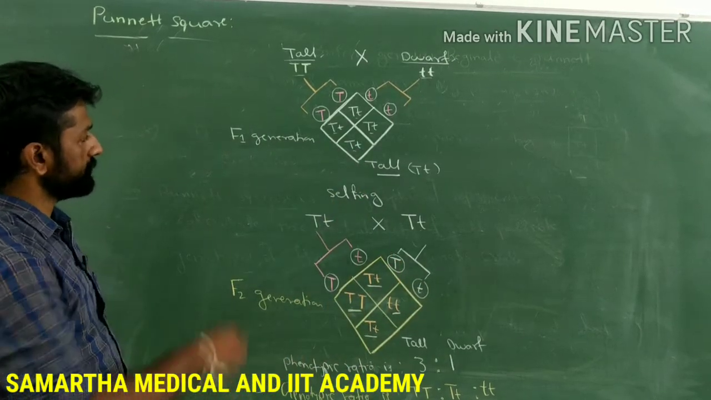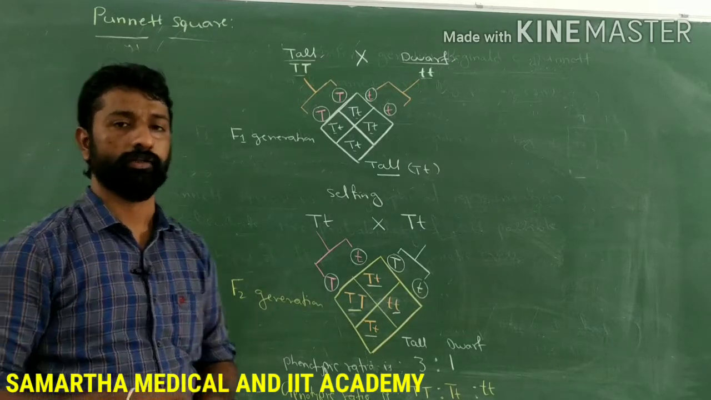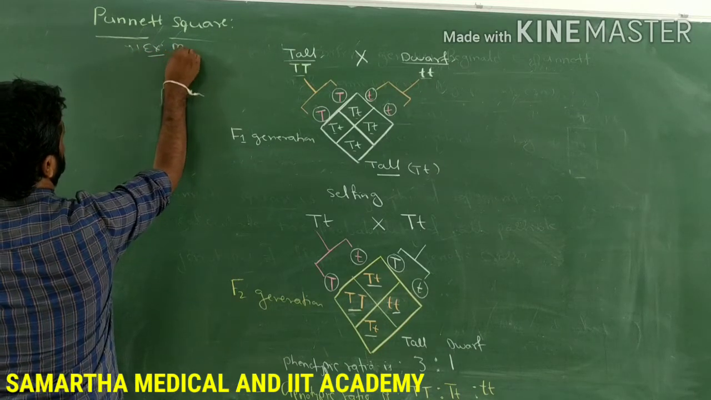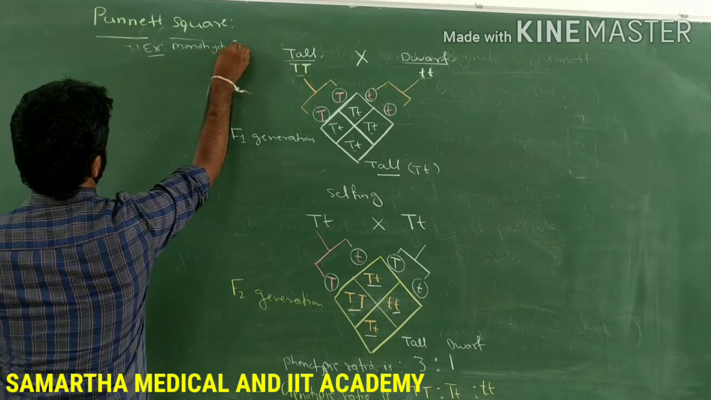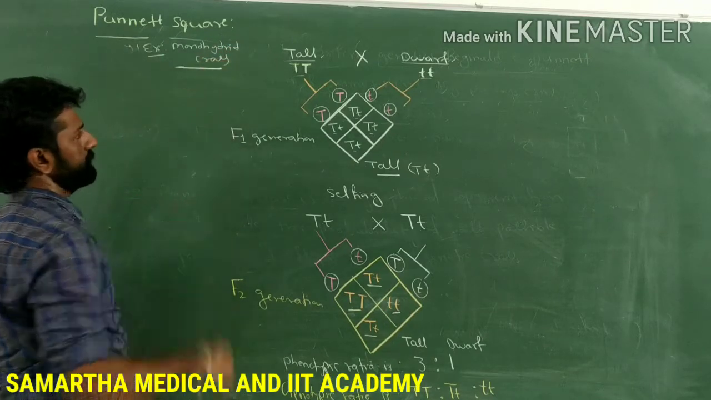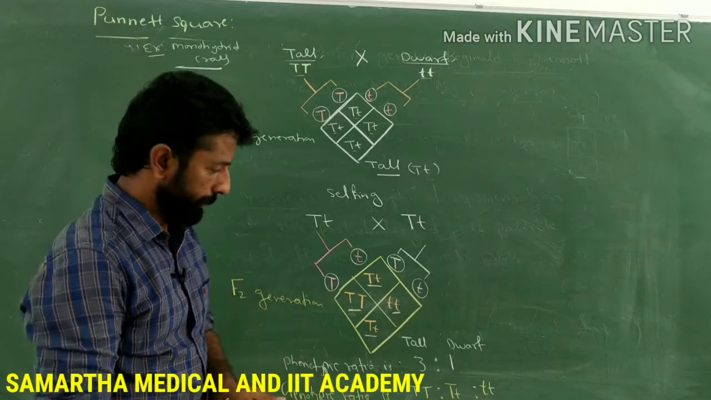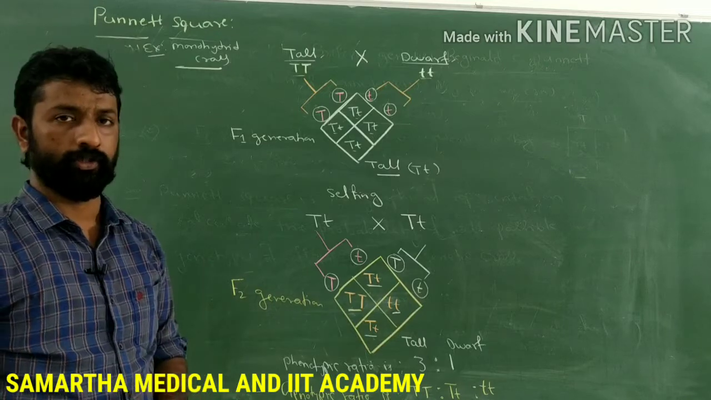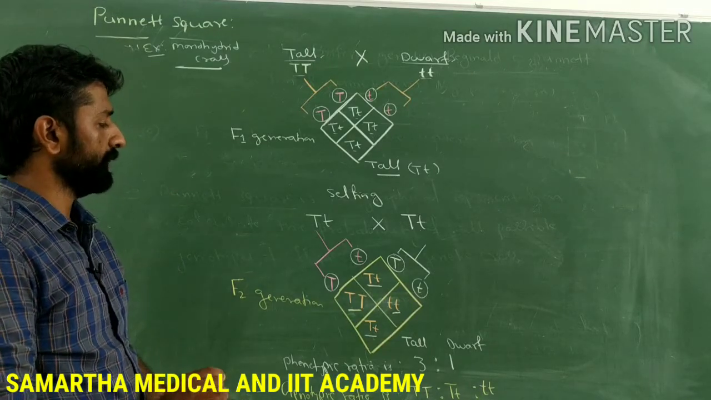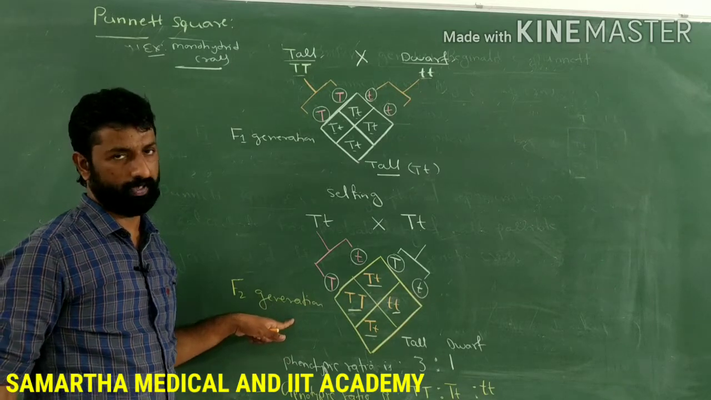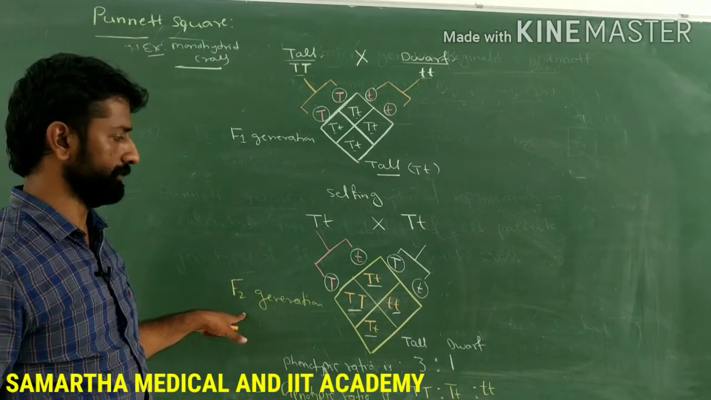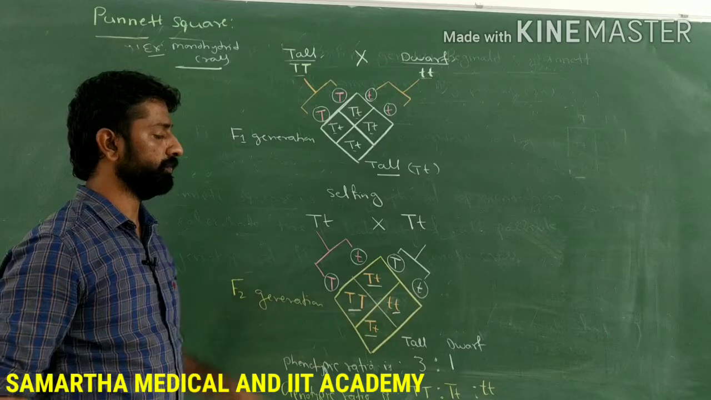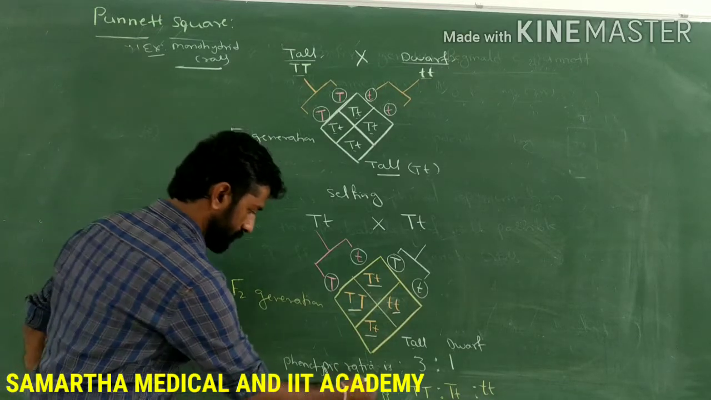Is it clear? So this is how we can write the Punnett square for any genetic cross, and the example we have taken is a monohybrid cross, considering the tall and the dwarf pea plants. Is it clear, guys? By seeing this Punnett square, you will easily notice that among the population of the F2 generation, 3/4 are found to be tall and 1/4 are found to be dwarf, and that ratio is called the phenotypic ratio.